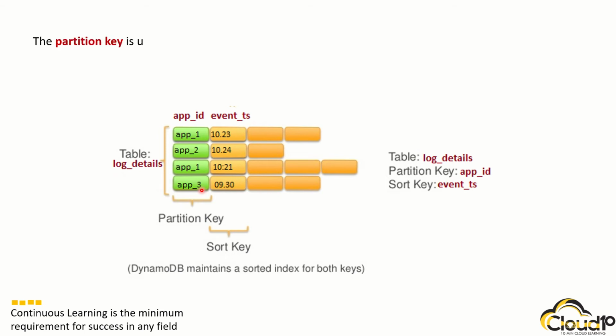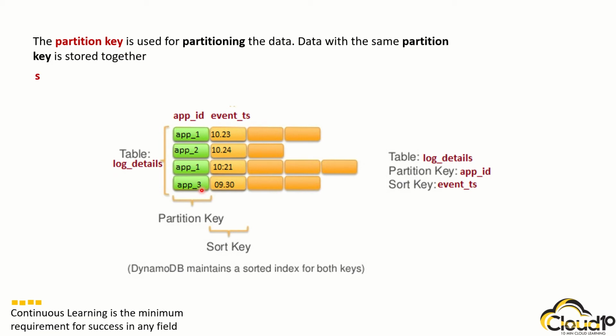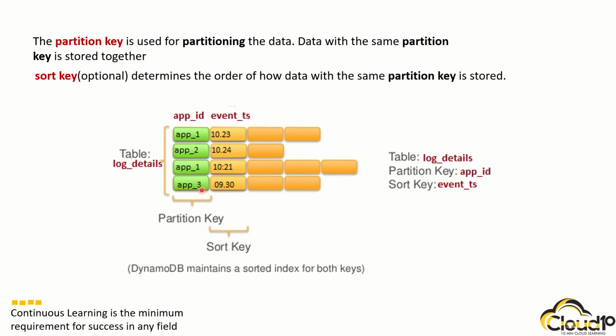So there are predominantly two types of keys available within DynamoDB. One is the partition key, which is used for partitioning the data. Data with the same partition key is stored together, which helps in querying the data with the same partition key. Similarly, we have the sort key, which is optional and it determines the order in which the data with the same partition key needs to be stored.